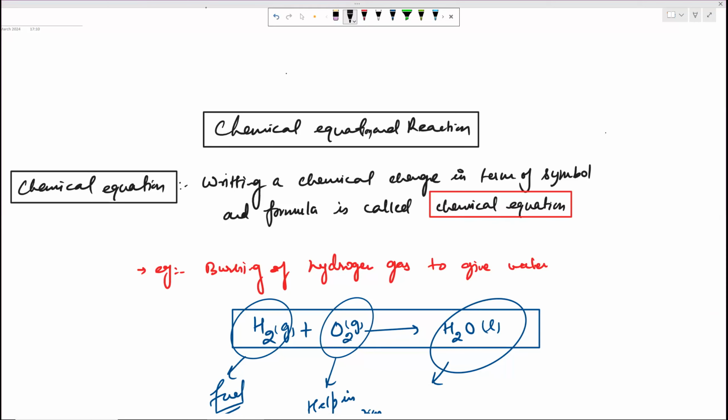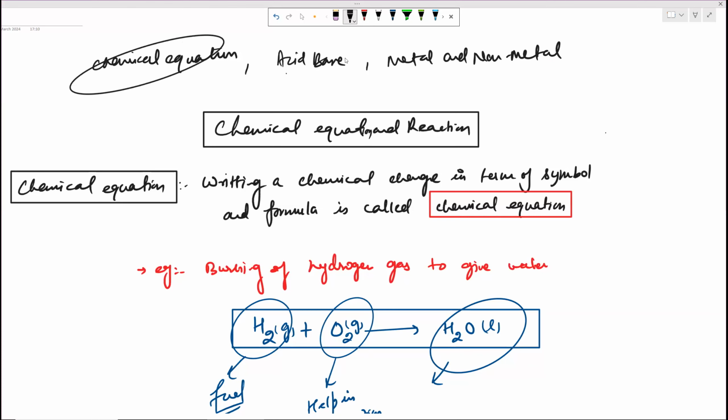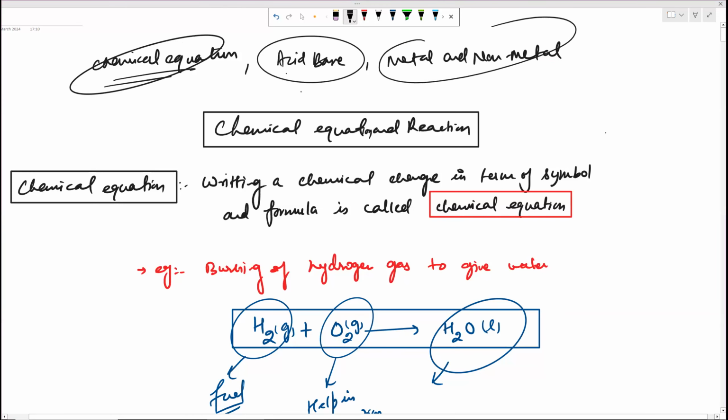So the first is chemical equations. The second one is acids, bases, and salts. And the third one is metals and non-metals. These three chapters are interconnected with each other. If you are not able to study this first chapter, chemical equations and reactions, you will not be able to study acids, bases, and salts, and moreover metals and non-metals. You understood now?